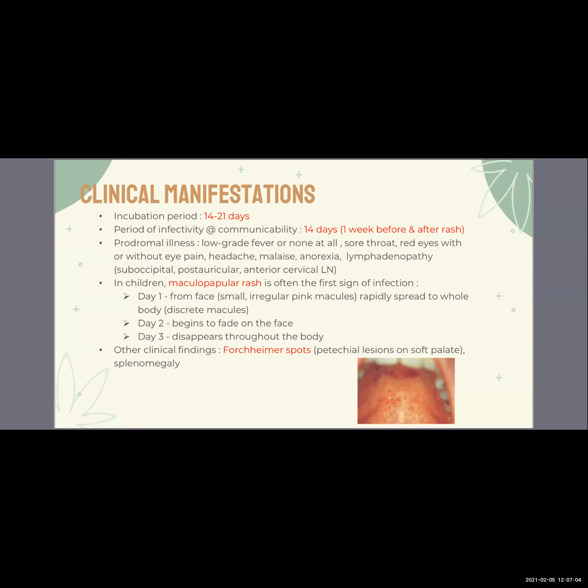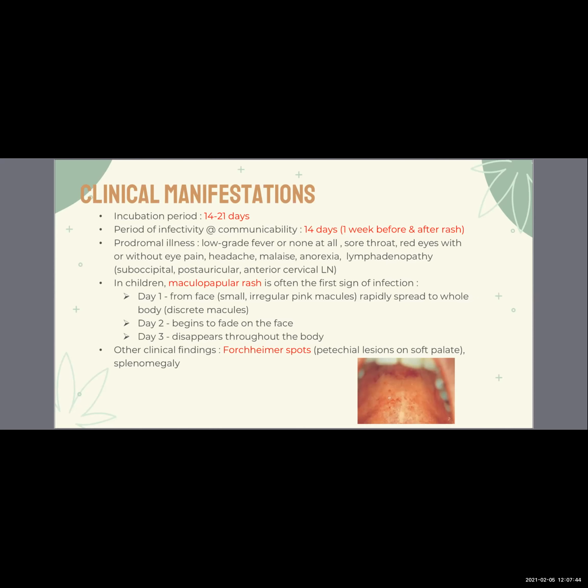In rubella virus, the rash is only present for 3 days. That is why it is also called 3-day measles. On day 1, the rash usually starts from the face with small irregular pink macules and rapidly spreads to the whole body, characterized as discrete macules. During day 2, the rash begins to fade on the face, and on the last day, day 3, it starts to disappear throughout the body.